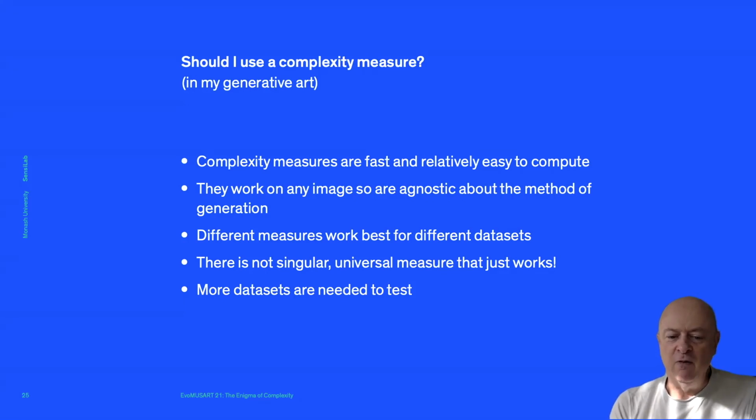First, these measures are relatively quick and easy to compute. You don't need a bank of GPUs or TPUs like you do for deep learning, for example. The next point is that they work on 2D images, so are agnostic about the generative system or the method of generation. As long as you can generate a 2D image, you can apply one of these measures. Our findings indicate that there is no single best measure, but if you choose a measure carefully, it can act as a reasonable proxy for human aesthetic judgment.